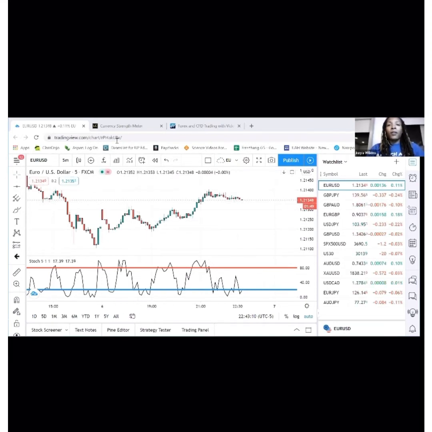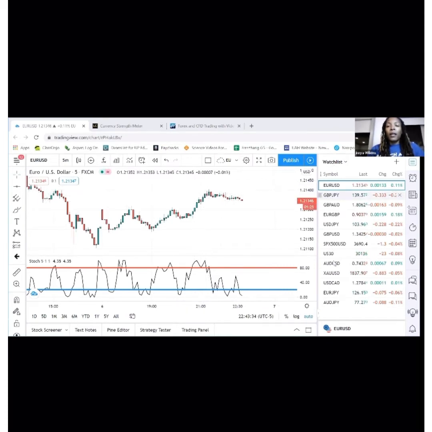So here, as you can see, I'm on my computer. We're looking at a chart here. I'm actually using tradingview.com. You can actually download the app to your phone as well. TradingView allows us to mark up our charts, and it's a platform that most traders use. There are other platforms as well, but this is the platform that I like the most.